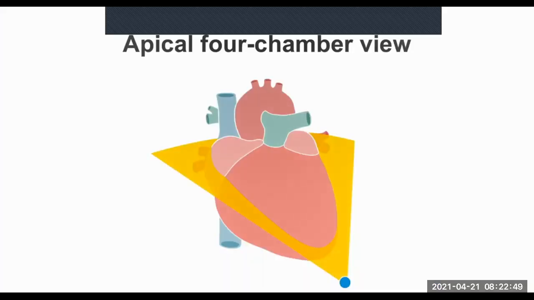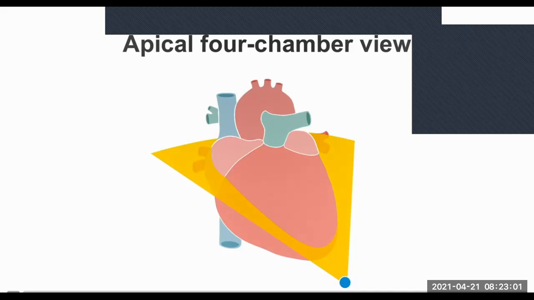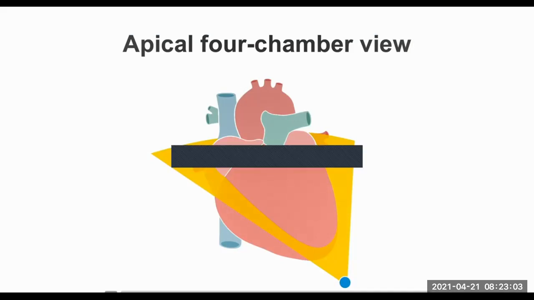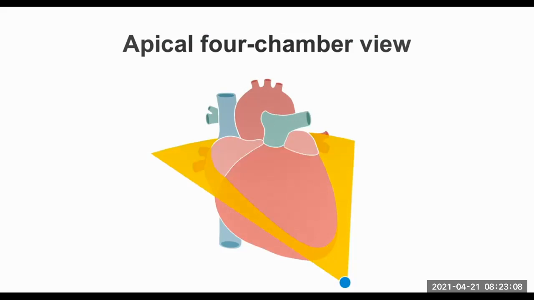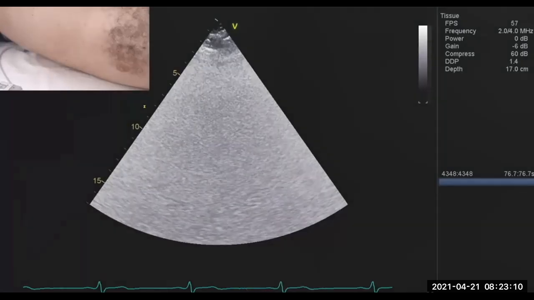This is where the apical 4-chamber view cuts through the heart. The probe is now down here, scanning from the apex. The first structure it's going to encounter will be the apex of the heart. As its name describes, in this view, the imaging sector passes through all 4 cardiac chambers, with the atria furthest away from the probe.